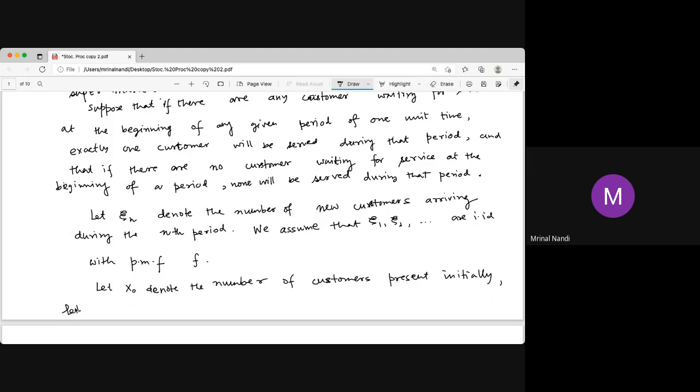Now what is xn? Let xn denote the number of customers present at the end of the nth period. So starting is the zero period, and after one unit of time is the first period. So xn is the number of customers present at the end of the nth period.